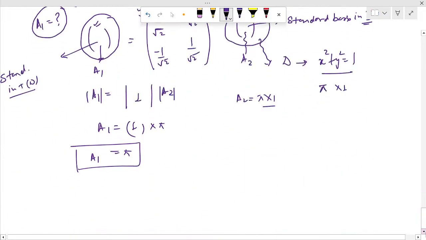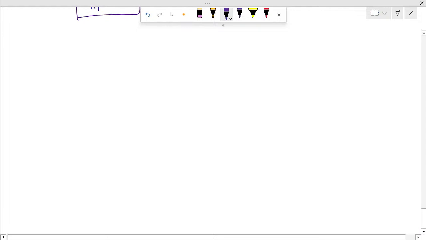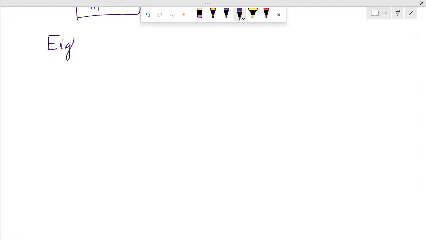So this is the first concept that we have covered. Now let us cover another concept which is extremely important, which is eigenvalues and eigenvectors. Now here is the biggest deal. This is your theme number 2. So theme number 2 is simply eigenvalues and eigenvectors.